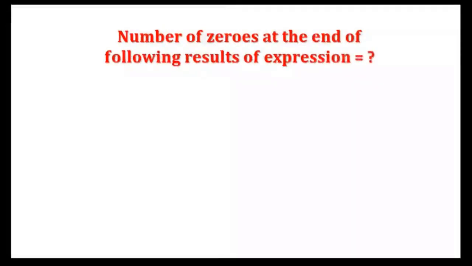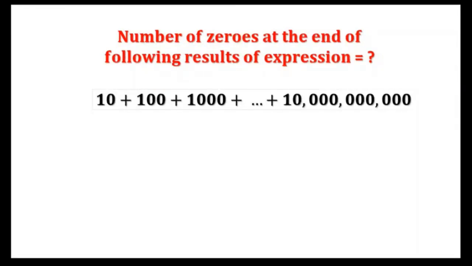Hi guys, today we'll start with the number of zeros at the end of the results of the following expressions. We have to determine the number of zeros at the end of the following expressions. So here are a few expressions. The first one is 10 plus 100 plus 1000 plus 10 billion.